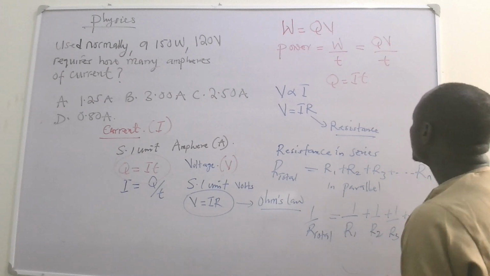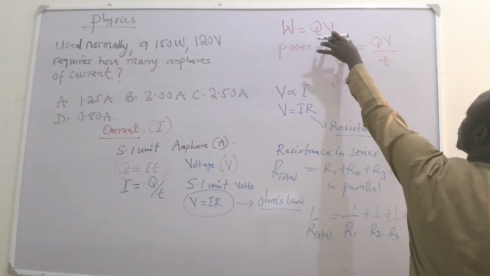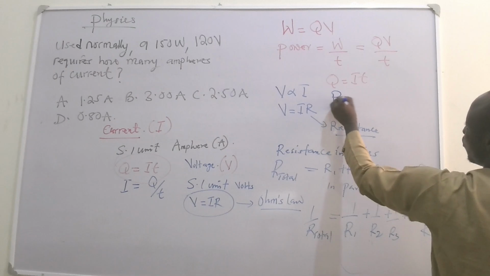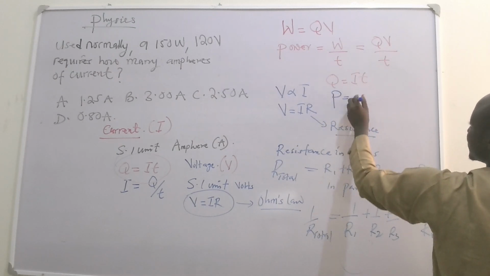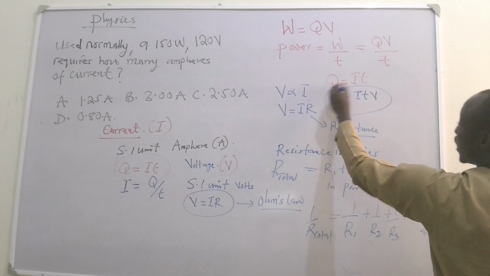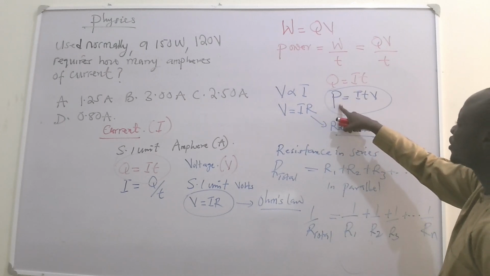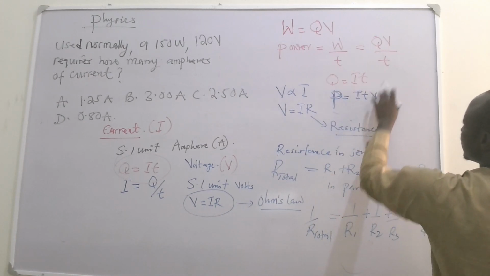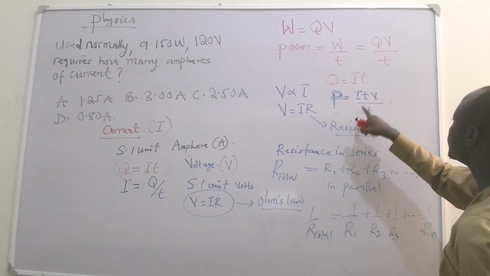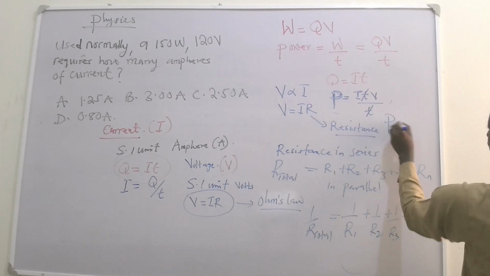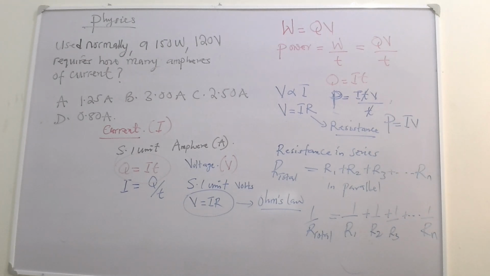So we can now substitute Q with IT. So power is equal to ITV divided by T. Therefore, this T will cancel this T, so we have power is equal to IV. Power is equal to IV.